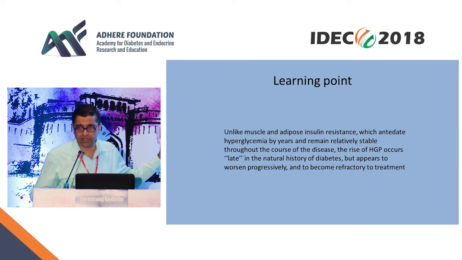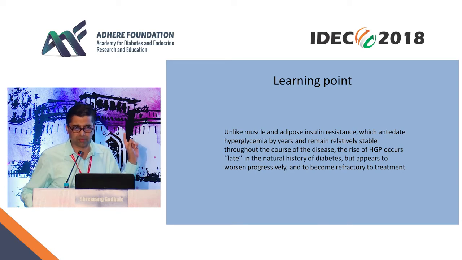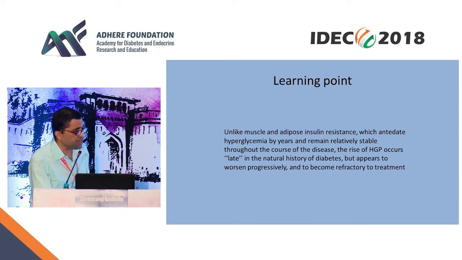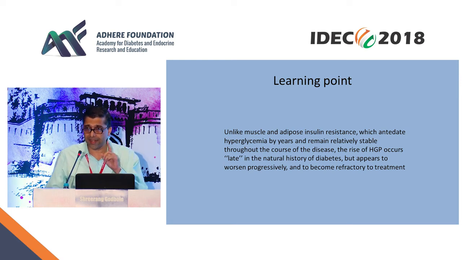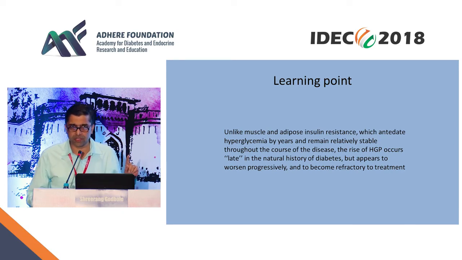So the learning point is, if at all there was an argument to be made, what comes first, whether it's the liver or the pancreas? In fact, I would say it's the muscle resistance that comes first. So the muscle and adipose insulin resistance, they antedate the hyperglycemia by several years, but they would remain relatively stable throughout the course of the disease.